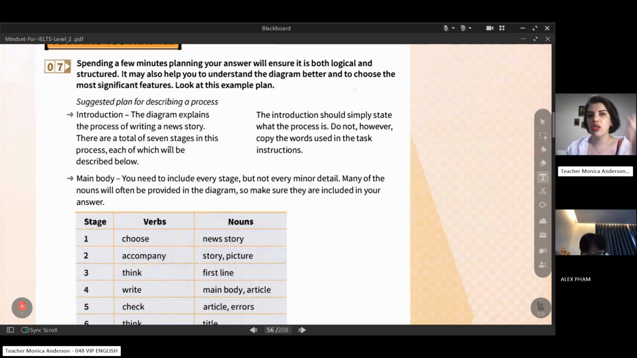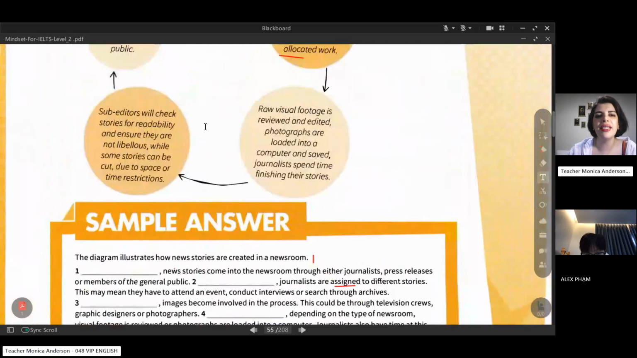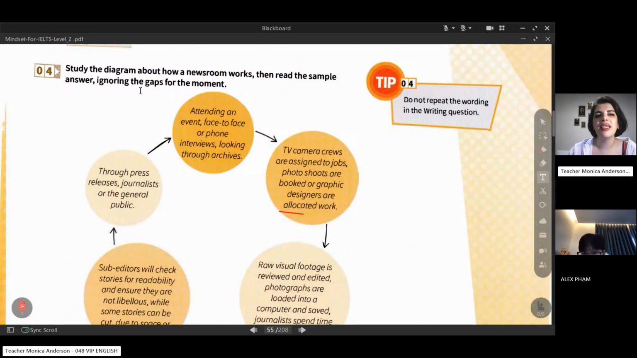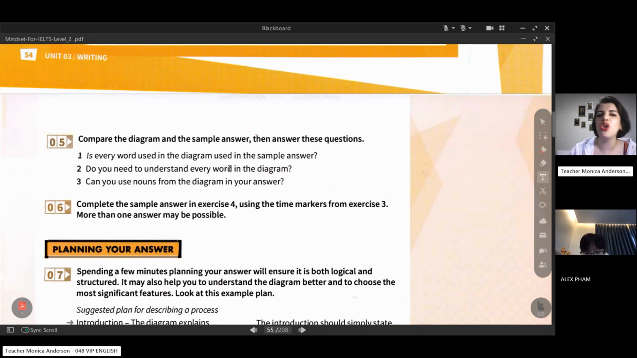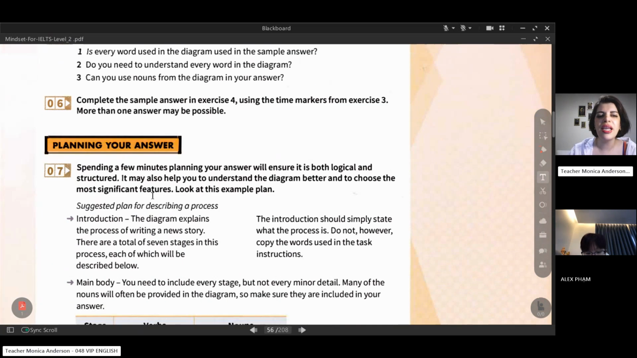Introduction: as I told you, again, paraphrase the question. The diagram explains the process of writing a news story. Because here, what is this diagram about? You can say it's how a newsroom works. Of course, now you need to paraphrase it. So the diagram illustrates, or for example depicts, or shows. There are different words. Explains, okay? What is it? Of course, it's a process. A process of what? News work. So of course, writing a news story.